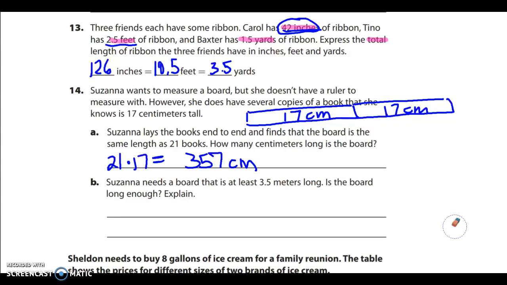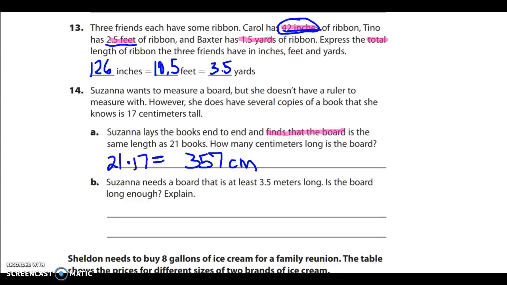All right. Question B. Susanna needs a board that is at least 3.5 meters long. Is the board long enough? So remember from A, it was a board. She finds a board. So this right here is a board. It's really important to recognize that she finds the board, and that board is 357 centimeters long. So she needs a board that's 3.5 meters. Is this board up here that's 357 centimeters long enough? So here's the question. Is this one more than 3.5 meters?